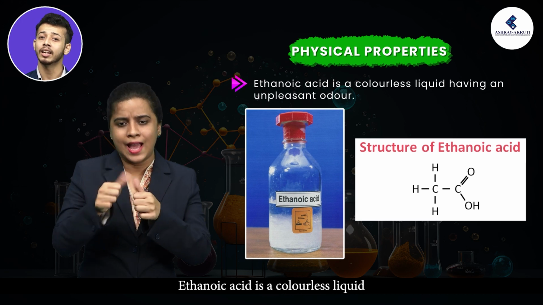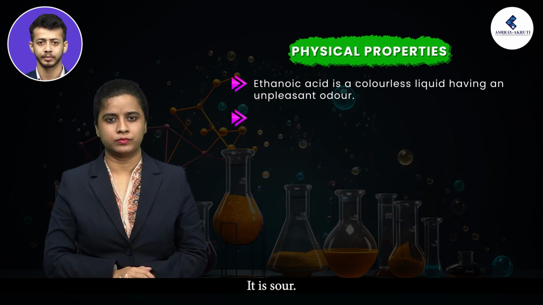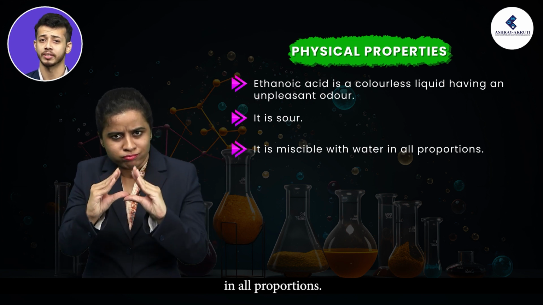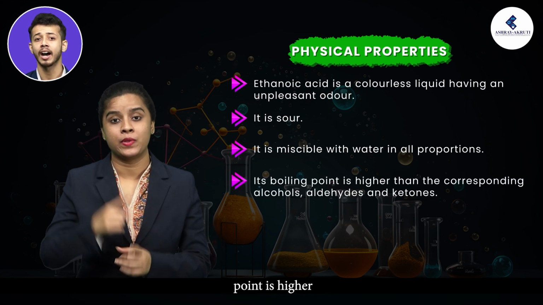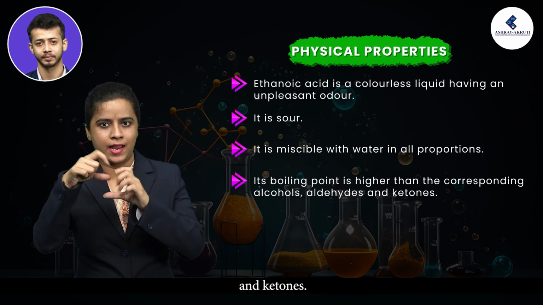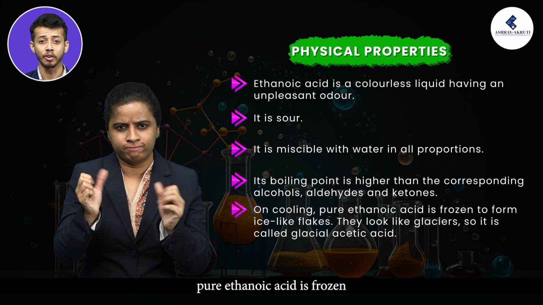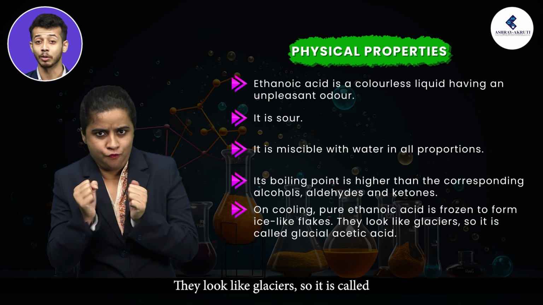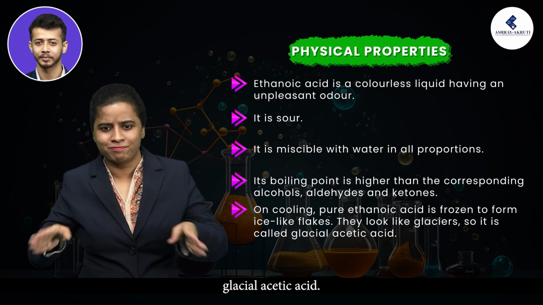Ethanoic acid is a colorless liquid having an unpleasant odor. It is sour. It is miscible with water in all proportions. Its boiling point is higher than the corresponding alcohols, aldehydes and ketones. On cooling, pure ethanoic acid is frozen to form ice-like flakes. They look like glaciers, so it is called glacial acetic acid.